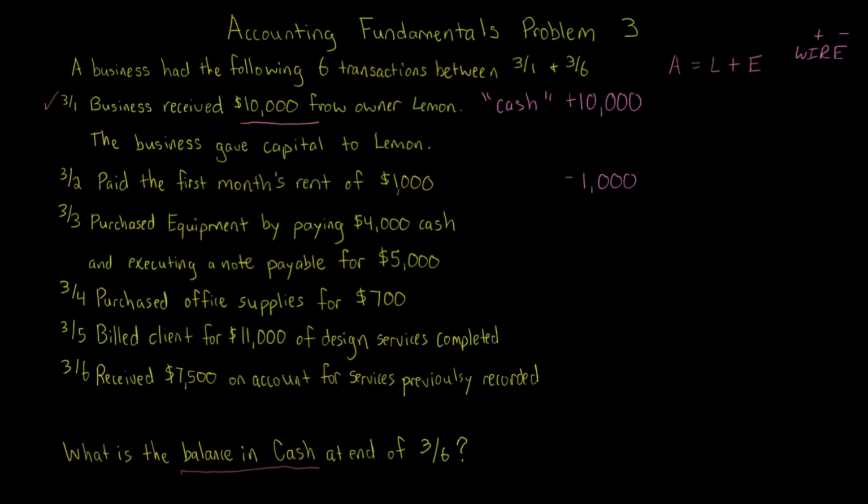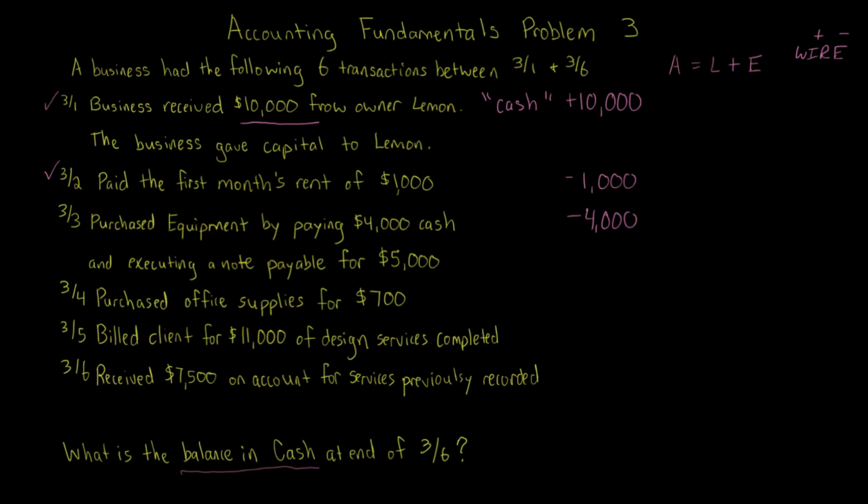So this is going to be rent expense. So that is March 2nd. March 3rd, purchased equipment by paying $4,000 cash. Look right there. Decrease $4,000 cash. That's clear as day, right? $4,000. And executing a note payable for $5,000. Before we jump on to the next one, let's just think about the accounting equation.